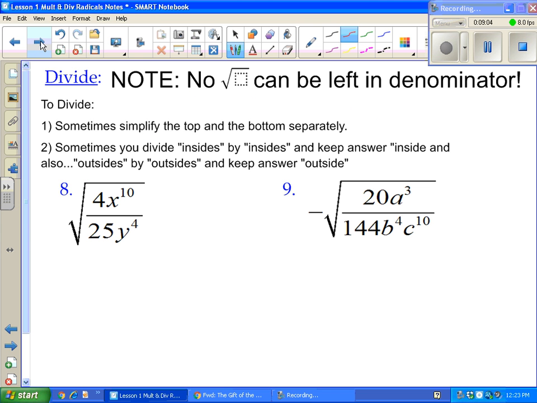Now we're going to start dividing. Notice, no square root can be left in the denominator. It's kind of like one of those unwritten rules. It's like the golden rule of dividing with radicals. You cannot leave a square root in the denominator.